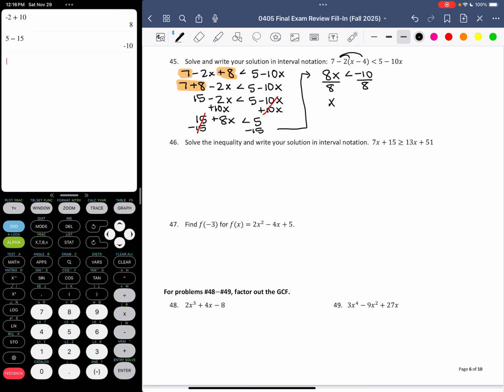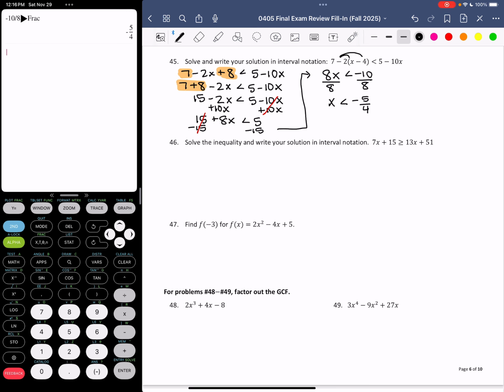And we have x is less than. Now, you might be wondering, are we supposed to be flipping the inequality? The only time we flip the inequality is if we multiply or divide by a negative number. In this case, I have divided by a positive number, and therefore I don't want to reverse the direction of my inequality. I do, however, want to simplify my fraction and reduce that. So if you need to, in the calculator, you can put negative 10 divided by 8 and then just hit math, enter, enter, and it will give you your reduced fraction, which is negative 5 over 4.